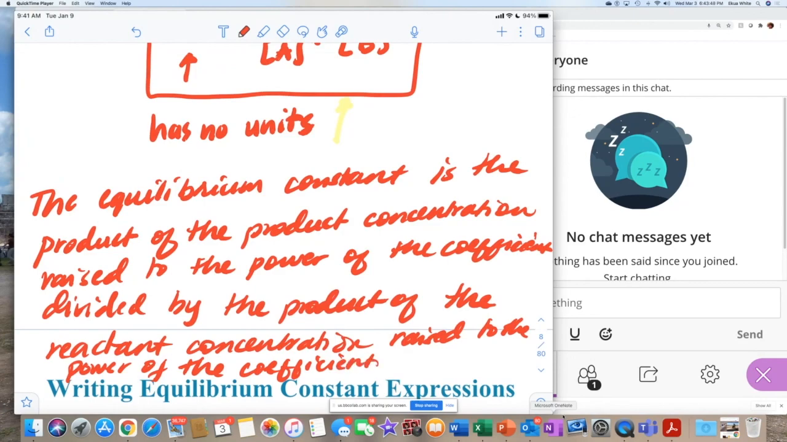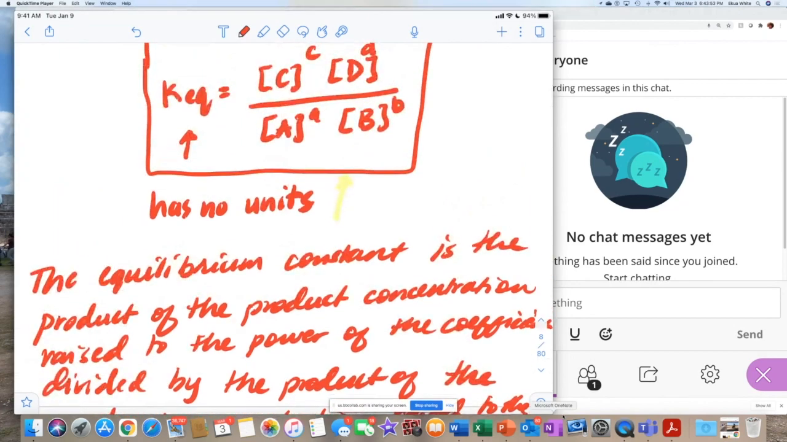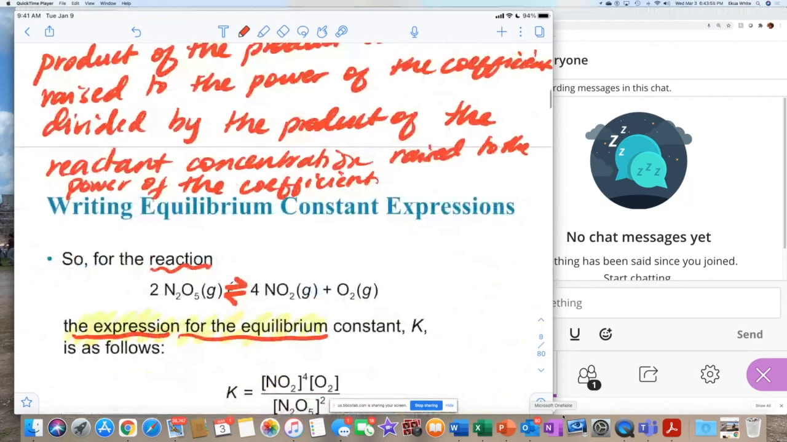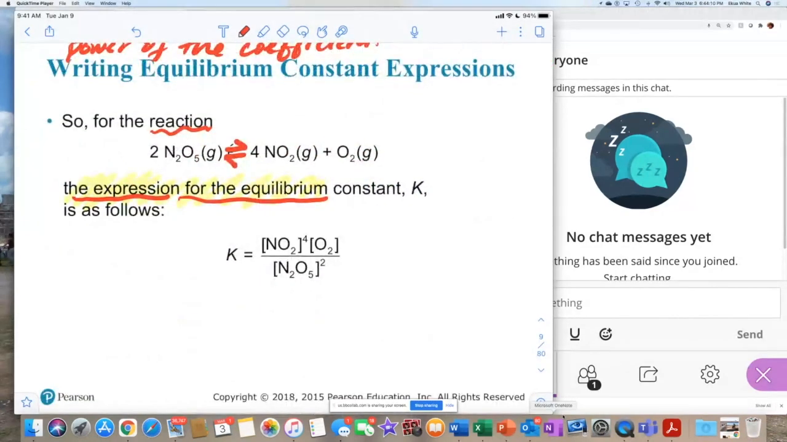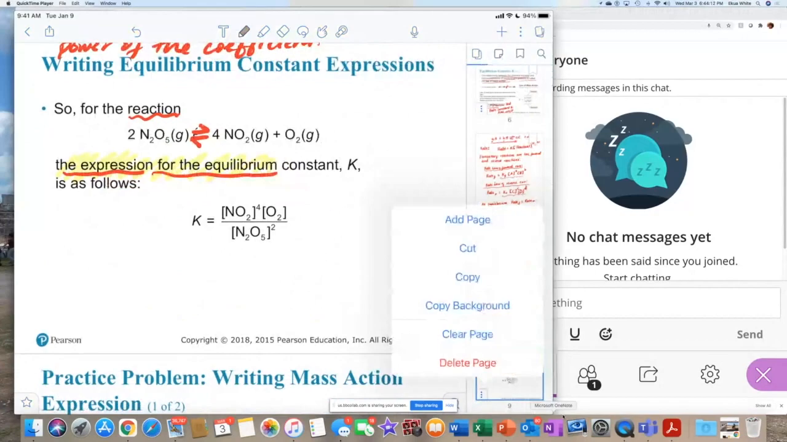So all I'm describing here in so many words is what I did over here and what I'm about to do here. Your product concentrations have to be on top. You have to raise each concentration for each chemical formula to the power of the coefficient that shows up in the balanced equation. For this one right here, let me add a new page so we don't have to look at the answer.